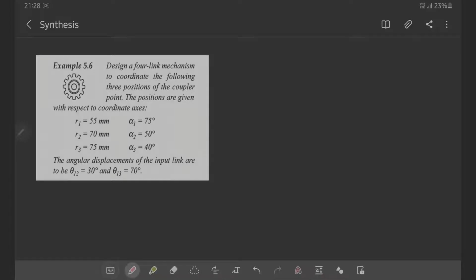We are going to discuss our first problem. In the first problem, we were told to design a 4-link mechanism, and we are also given the 3 position points of the coupler points, whose polar coordinates are given, and also the angular displacements of the input links are given, with position 2 with respect to 1 and position 3 with respect to 1. So let us begin. The first step is to locate the points E1, E2 and E3.